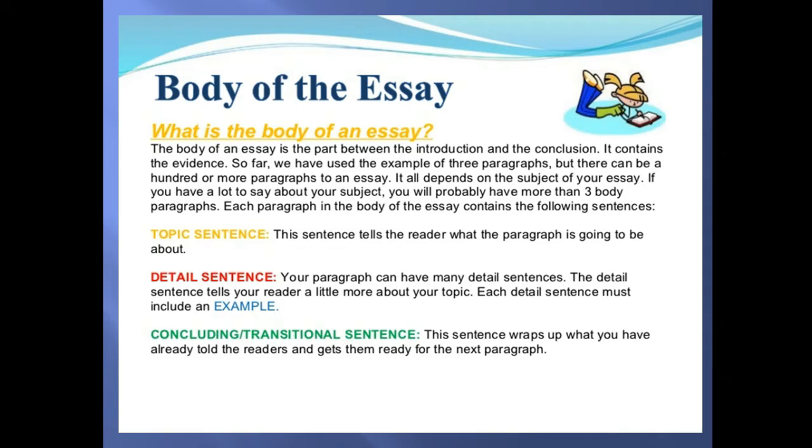Each paragraph in the body of the essay contains the following sentences. Topic sentence: the sentence tells the reader what the paragraph is going to be about. Detail sentence: your paragraph can have many detailed sentences. The detailed sentence tells your reader a little more about your topic. Each detailed sentence must include an example. Concluding transitional sentence: this sentence wraps up what you have already told the readers and gets them ready for the next paragraph. Okay?